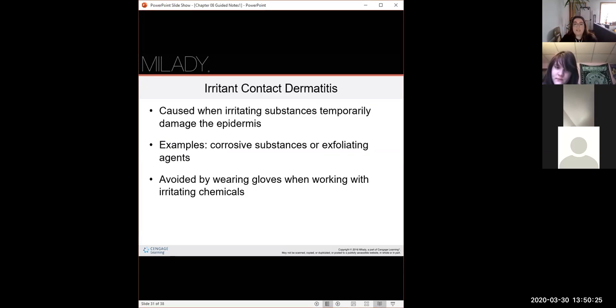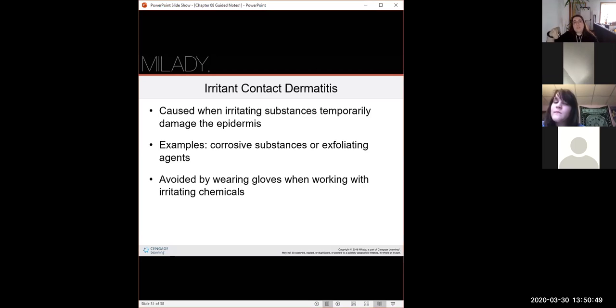Irritant contact dermatitis is when irritating substances damage your epidermis, your skin, temporarily. Like if you dip your hand in pure bleach and it burns and your skin turns red. That is going to be irritant contact dermatitis. It will go away. You can clearly avoid it by wearing gloves, okay? You're touching something intended to be corrosive, and all of a sudden it irritates your skin. Obviously, you just stuck your hand in bleach. So that would be irritant contact dermatitis.